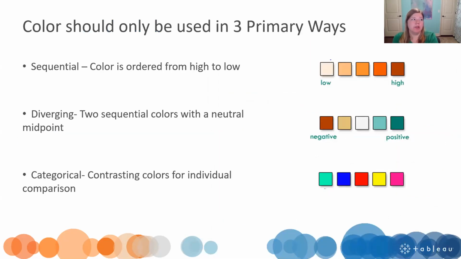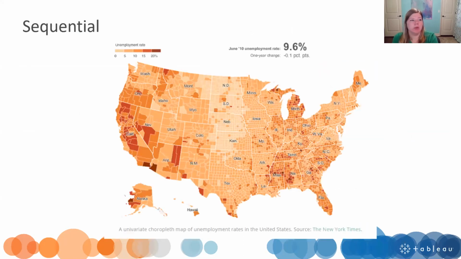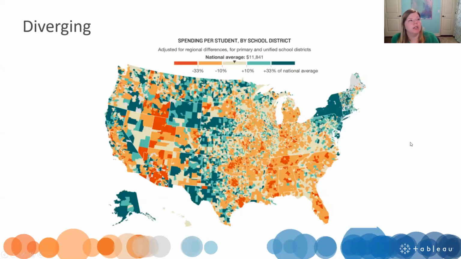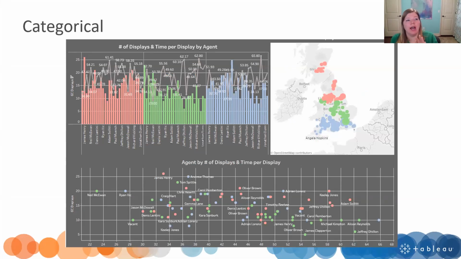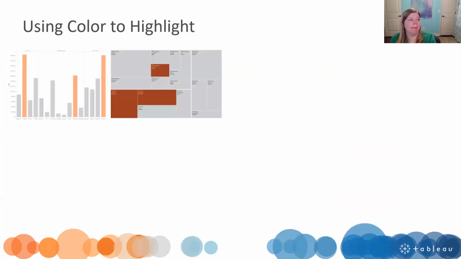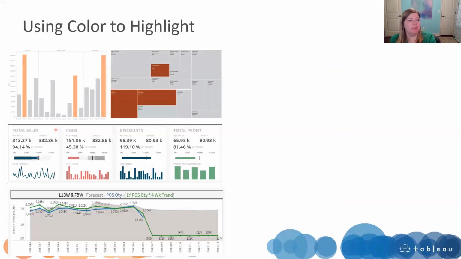Color should only be used in 3 ways: sequential, diverging, or categorical. Here's a look at sequential. You can see, okay, Alabama looks like it has a much higher unemployment rate, then the middle part of the country has some of the lowest. Spending per student, again, is similar. It's again diverging, so higher, lower. And then categorical, again, I really don't recommend using more than 3 colors. You could maybe go 4, it depends on what it looks like, but 3 is about the maximum number of colors I'd recommend using. And again, just using color to highlight helps a lot.